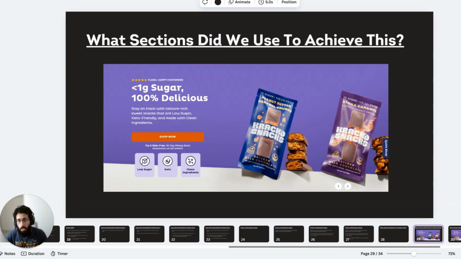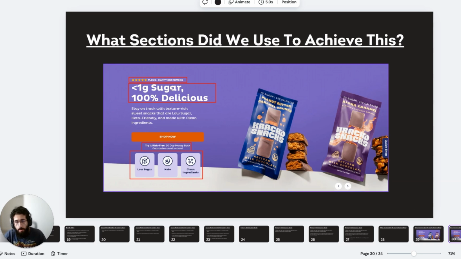So I'm going to start off with the homepage section. This is a hero section, which you'll see at the top of most homepages, and I'm going to highlight some of the more important bits here. What we can see straight away is that we have some review stars right at the top, and the reason why we do that is because we want to build trust with the user. Review stars are a great way to do that. In this case, more than 11,000 happy customers, which is massive.